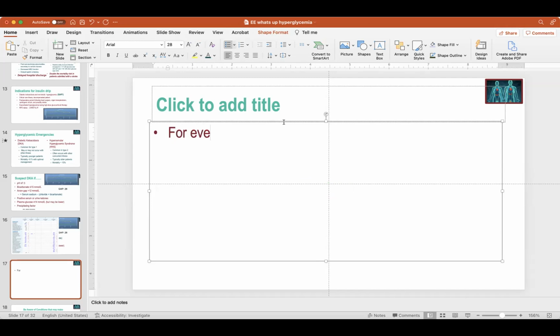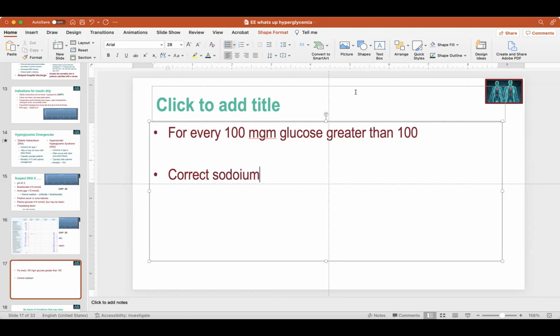For every 100 milligrams of glucose greater than 100, correct sodium. Now, we're not really correcting the sodium. What we're doing is correcting for your dehydration, because sodium tells me about dehydration. So I'm going to correct the sodium. For every 100 milligrams of glucose greater than 100, I'm going to add 3 mEq.